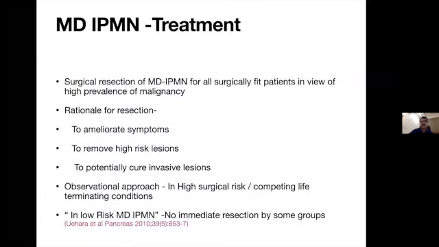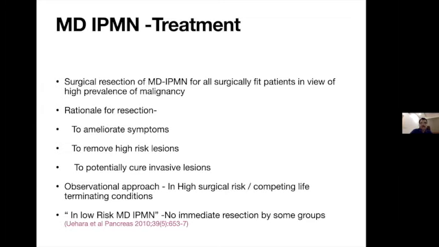So what is the treatment for main duct IPMN? The surgical resection is the mainstay of treatment, and it is more technically demanding. What is the rationale of resection? It is to ameliorate symptoms, remove all high-risk lesions, and to potentially cure invasive lesion if it is already there. There are some groups who put forward the observational approach even for the main duct IPMN. When the patient is having a high surgical risk or when there is a competing life-terminating condition, including another malignancy, never try to do a pancreatic resection.